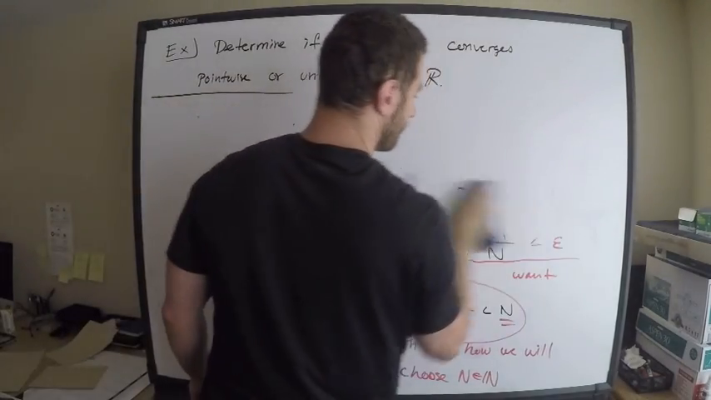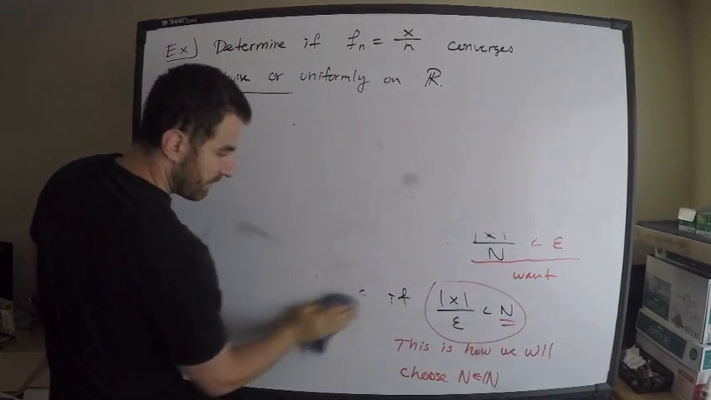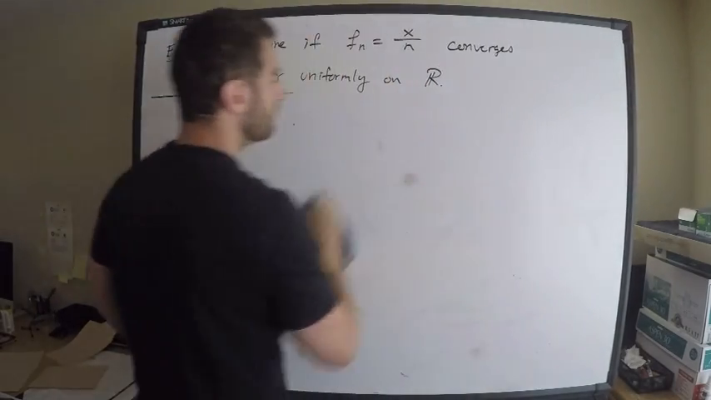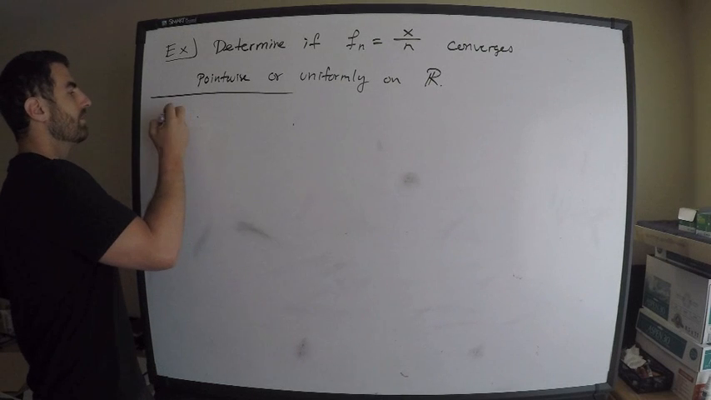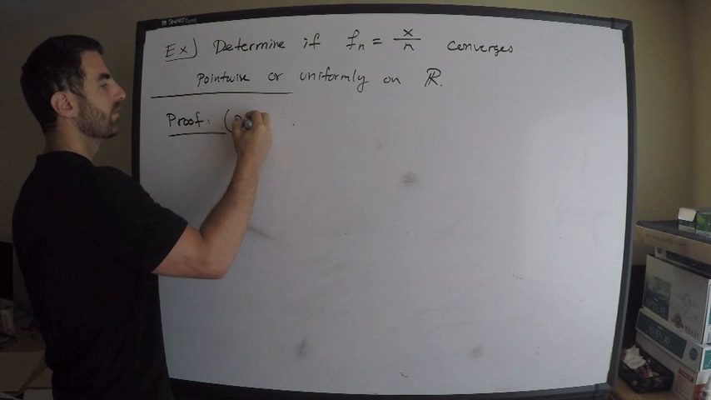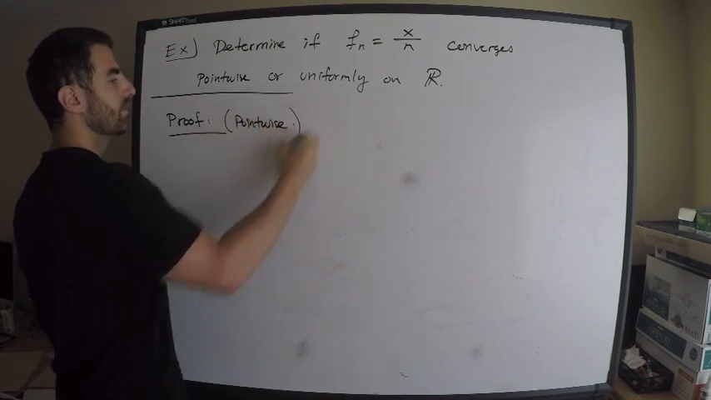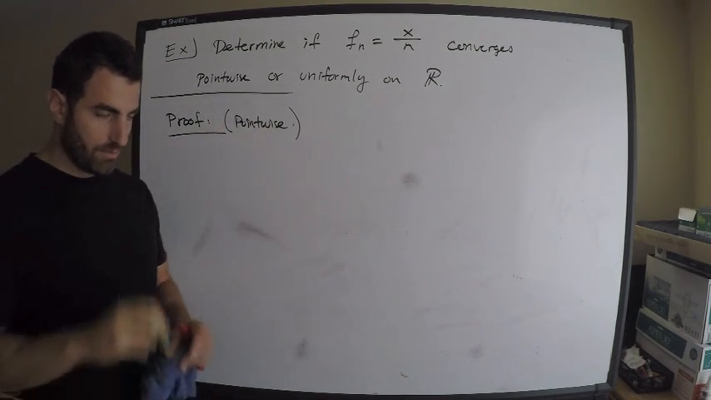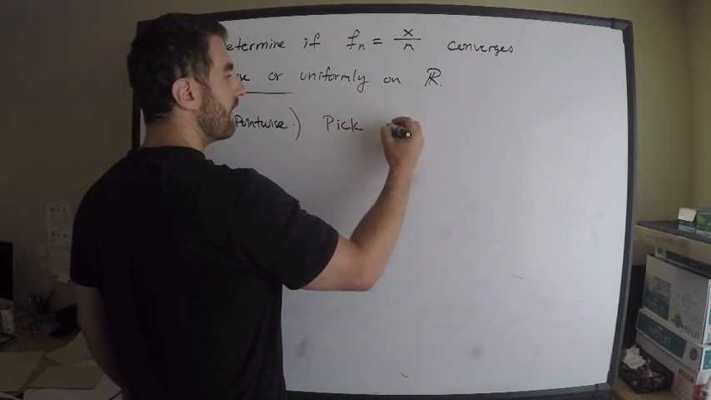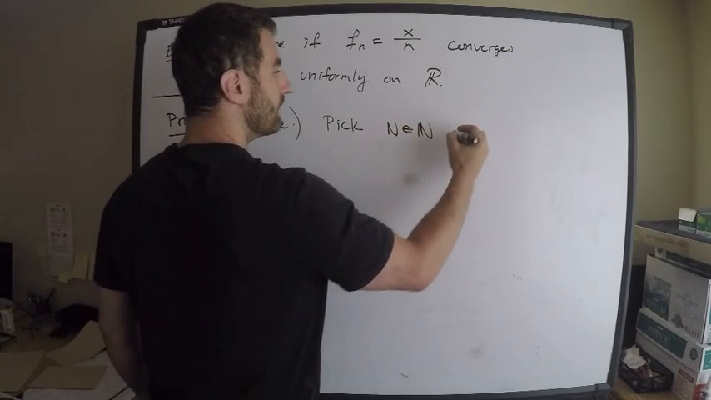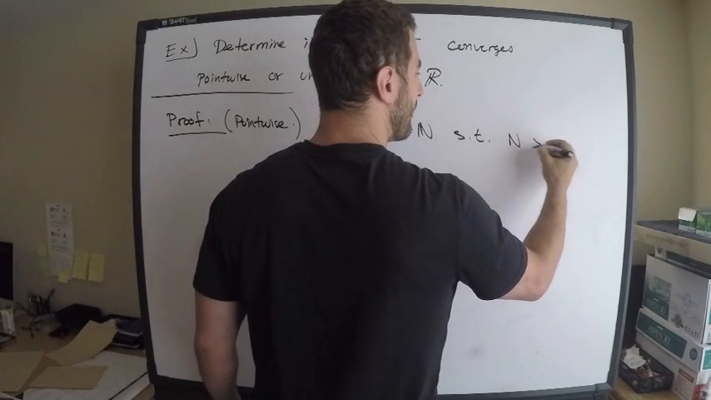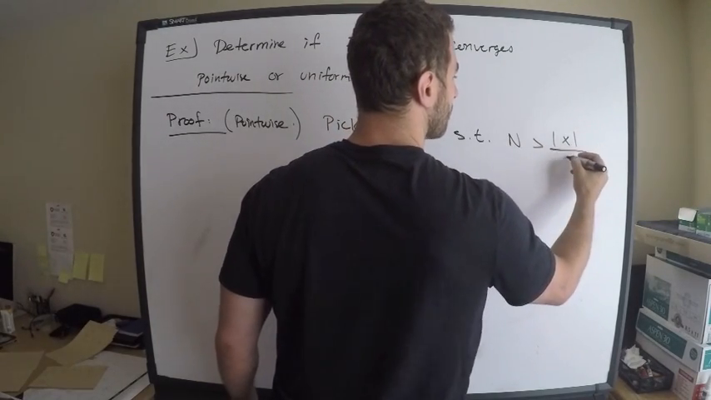Okay? So the proof of pointwise convergence is as follows. Proof, pointwise. Just going to prove pointwise, and then we'll talk about uniform. So let's pick N, a natural number, such that N is greater than the absolute value of x over epsilon.